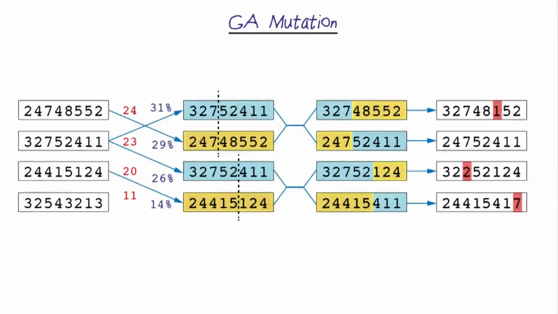But there is one problem. What if there is a critical part of the solution that is in none of the parents?